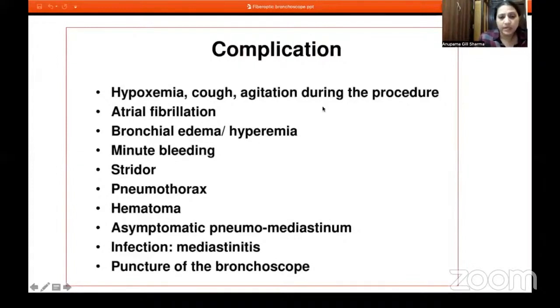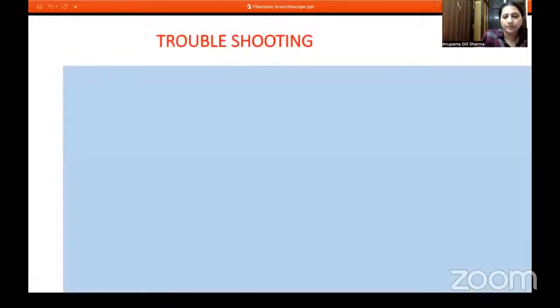If we are not careful about the depth of sedation that one is providing, then hypoxemia can occur, and saturation can drop to less than 90. Atrial fibrillation, because vagal stimulation can occur when you're stretching near the airway structures. Bronchial edema by repetitive handling of the airway. Minor bleeding can occur, and excessive bleeding can also occur if there are friable tissues in the airway. Stridor, pneumothorax, hematoma, infections, mediastinitis can occur, as well as fracture of the bronchoscope.